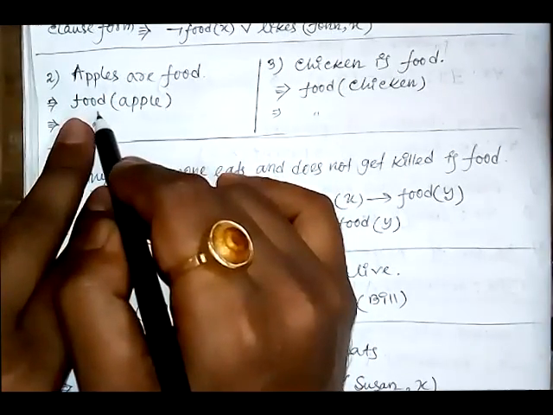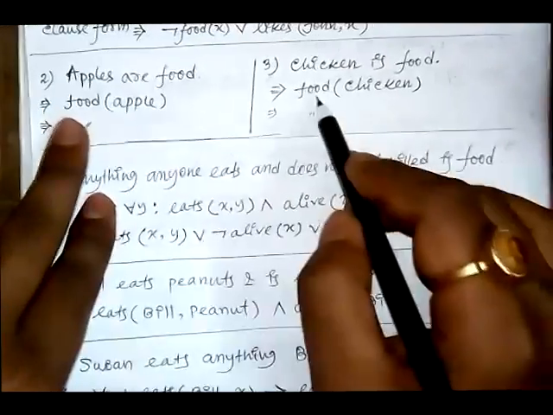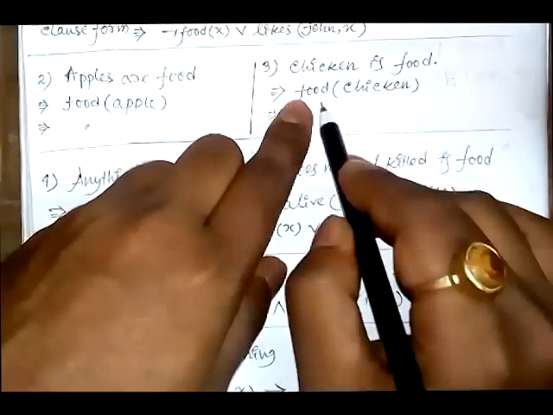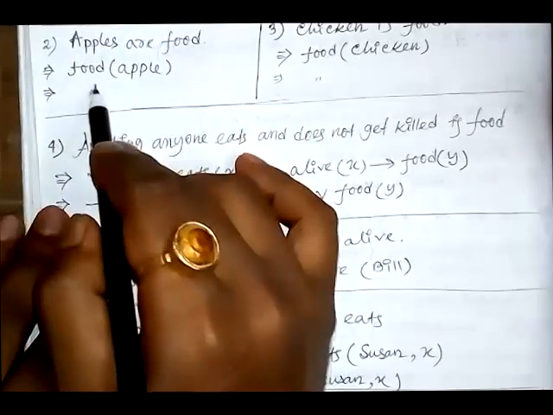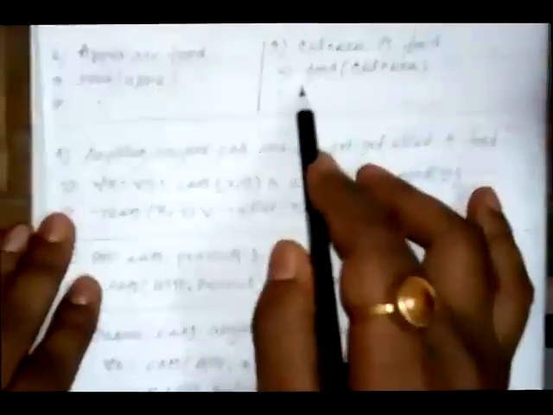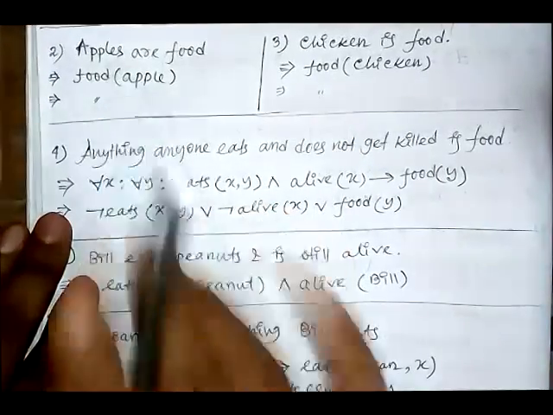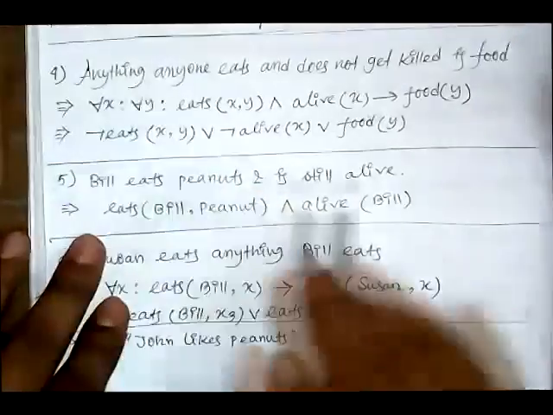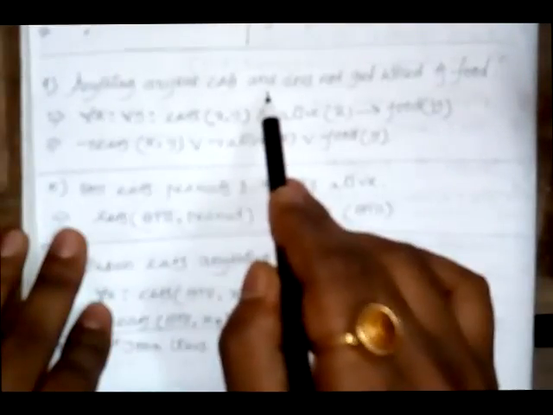Next statement is, you can see, apples are food. Simple, it's propositional logic. Food, apples. Apple is food, and here chicken is food. Food, chicken. Since its clause form is the same as its predicate logic, for both of them they are the same. This is its clause form and this is its clause form. That's it.